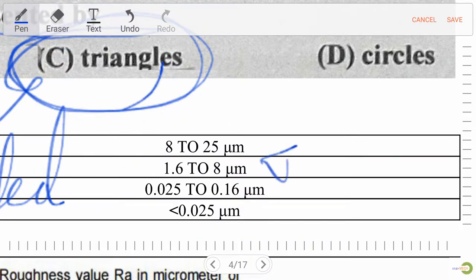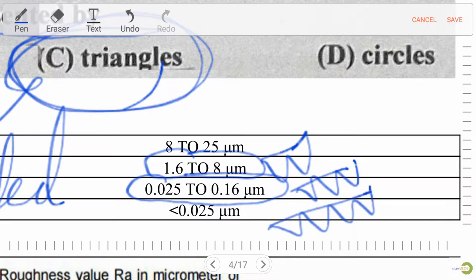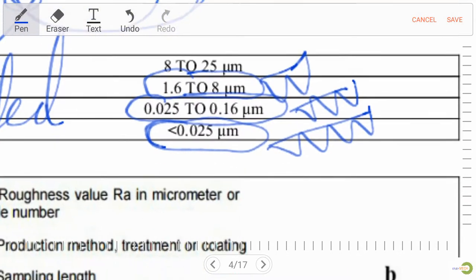For two inverted triangles, it shows that the surface roughness is 1.628 micrometer, and for three inverted triangles, the surface roughness is 0.025 to 1.16 micrometer, and for 4 inverted triangles, it means that the surface roughness is less than 0.025 micrometer.